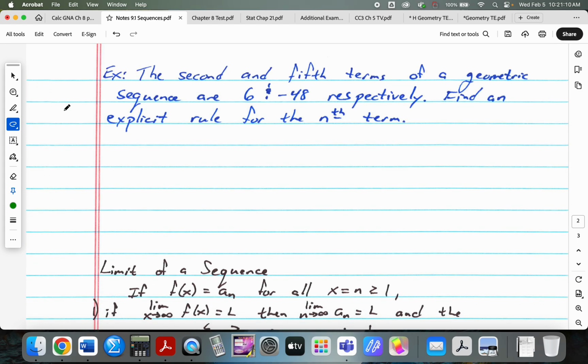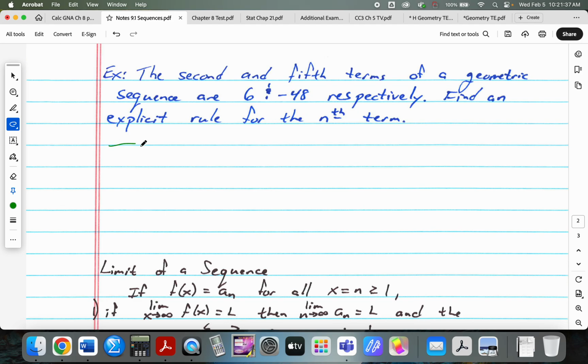All right, one of the problems, I can remember doing this, and it was probably Algebra 2, but it may have been pre-cal. I remember doing these problems in high school. I don't know why I remember these in particular. But it says here, the second and fifth terms of a geometric sequence are 6 and negative 48 respectively. Find an explicit rule for the nth term.